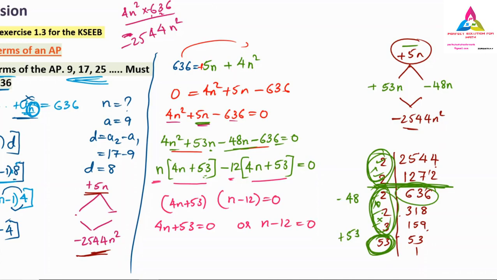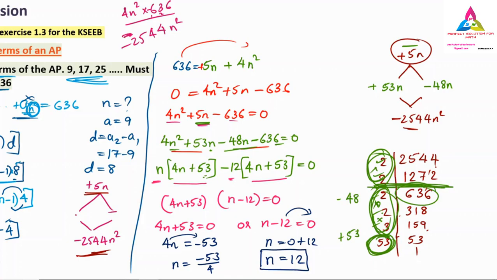Here what we have to do is keep the unknown on one side. So 4n as it is, we will shift 53, it will become minus 53. Next, n we will keep as it is, minus 53 as it is. This 4 I will shift, it will divide. So this is our first n value. One more n value we have over here, that is n minus 12 is equal to 0. So n as it is, this minus 12 we will shift. 0 plus 12 is nothing but 12 only. So here the n value will become 12.